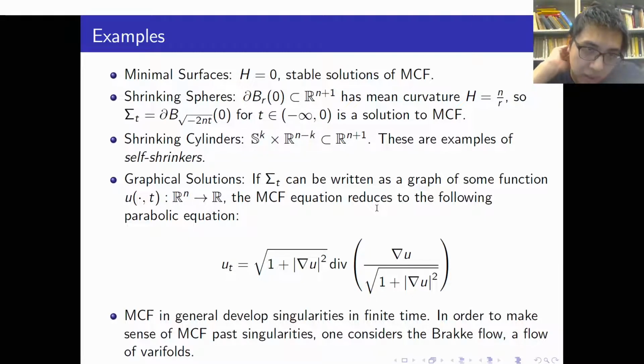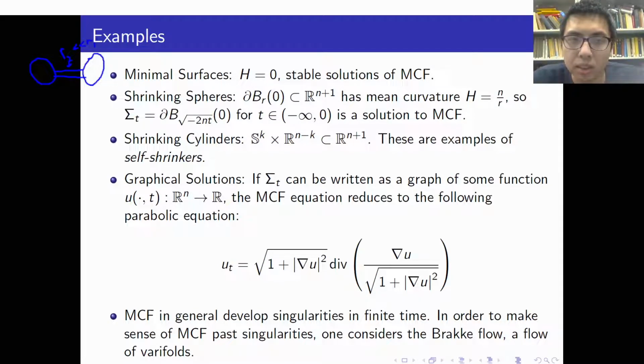Now, the spheres and cylinders are kind of the nice examples of mean curvature flows. In general, mean curvature flow can develop singularities in finite time. For example, the standard picture that you have here is these dumbbells. It will be two spheres connected by a thin cylinder. Here, the radius R1 of the sphere is much bigger than the radius of the cylinder, which is R2.